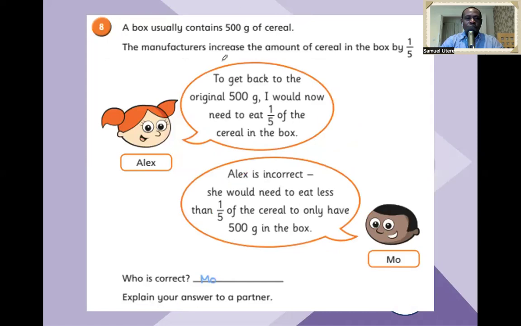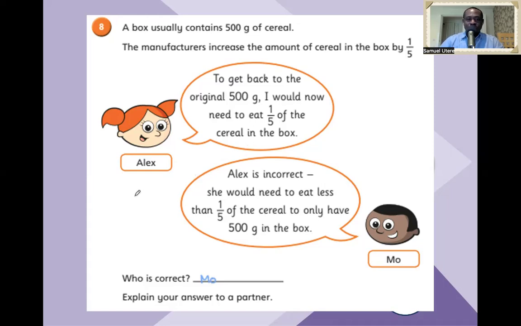Okay, here you were simply asked, a box usually contains 500 grams of cereal. The manufacturers increase the amount of cereal in the box by 1/5. Alex says, to get back to the original 500 gram, I would now need to eat 1/5 of the cereal in the box. Here Mo is saying Alex is incorrect. She would need to eat less than 1/5 of the cereal to only have 500 gram in the box. So who is correct? Mo is correct. But what's the explanation of our answer?